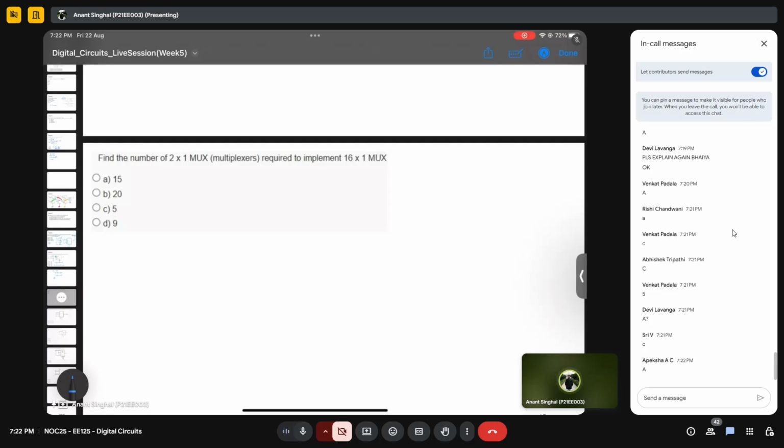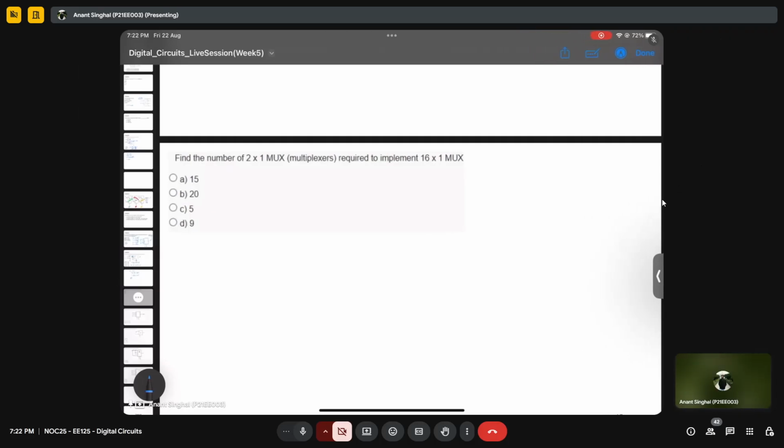So those who are saying C, I'm giving you a hint. For example, let's say we have taken 5 multiplexers. So 5 multiplexers can only have a maximum of 10 inputs, right? How can you say that 5 multiplexers can make a 16 cross 1 mux? So this is the hint. Maybe take 2 minutes more and let me know the answers in the chat box.